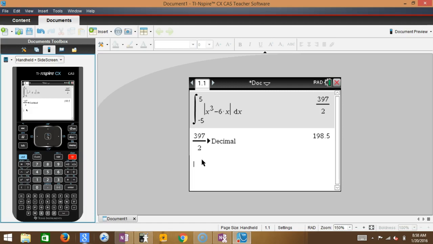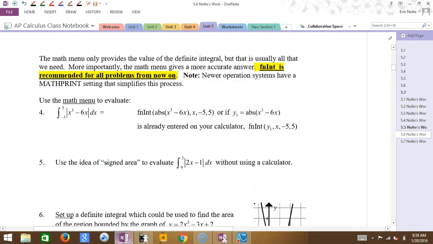Opinion. All right, was everybody successful finding the integral on the Inspire? Yes. Okay. Can we just skip doing it by hand? No. That's going to be a problem for you if you can't do this by hand. Okay, so the second way to do this. There's one way on the calculator. The second way is using signed area. How do we do that?